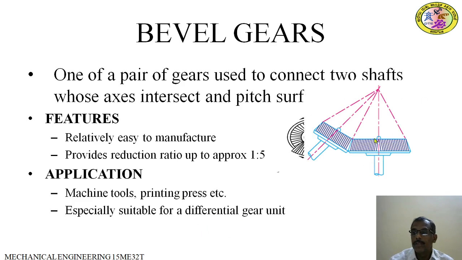You observe, this is also one type of bevel gear. Their axes of rotation are going to meet at some particular point here. So the axes intersect. This is an example of bevel gears.